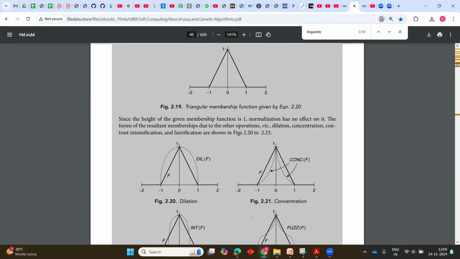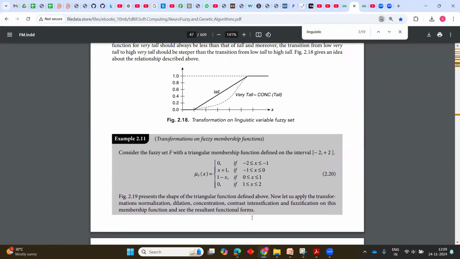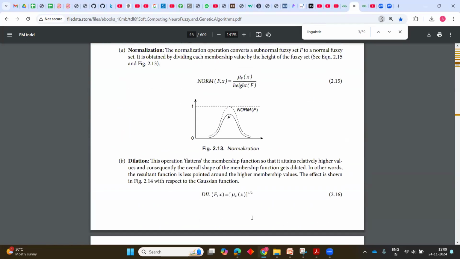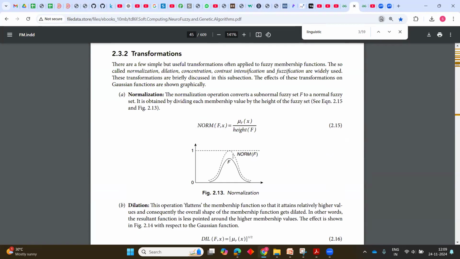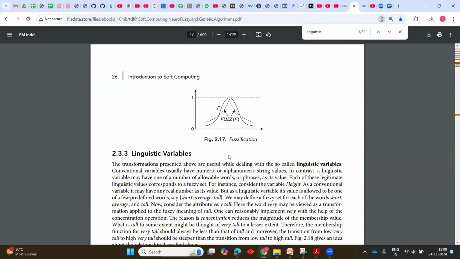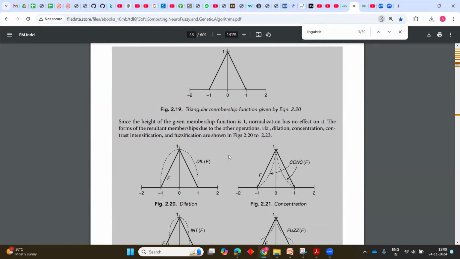Since the height of this is 1, consider normalization. You know what a normalization effect is, as we learned earlier: dividing by the height. Here we already have a height of 1. So there is no need to perform normalization again because the triangular function already has a height of 1. It will have no effect.